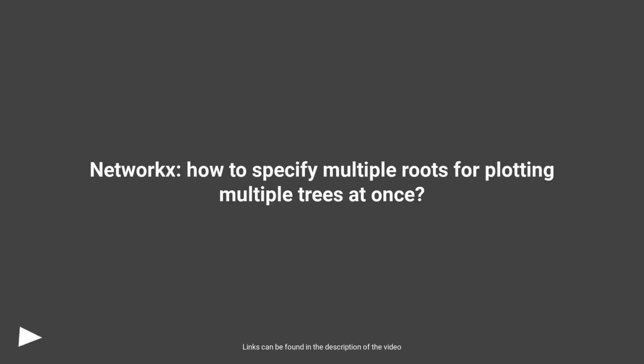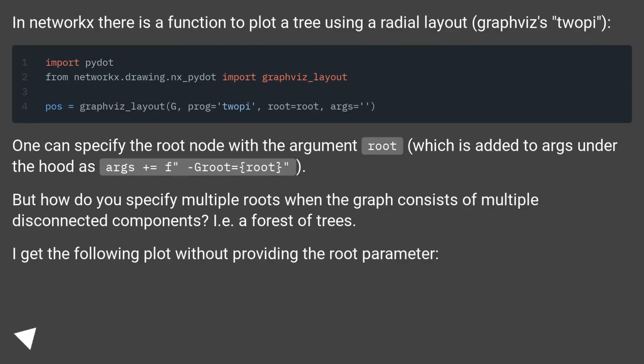In Network, how to specify multiple roots for plotting multiple trees at once? In Network there is a function to plot a tree using a radial layout, graphviz_layout with prog twopi. One can specify the root node with the argument root, which is added to args under the hood as args plus equals f"-Groot={root}".